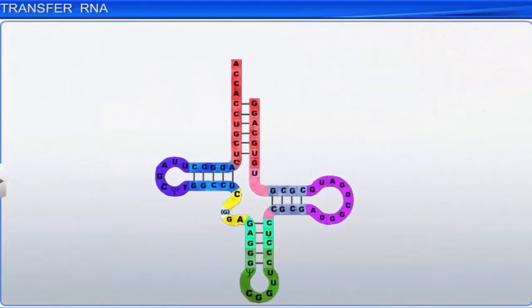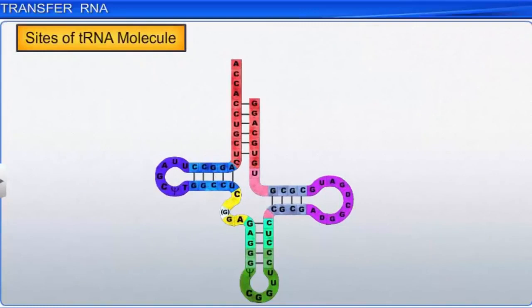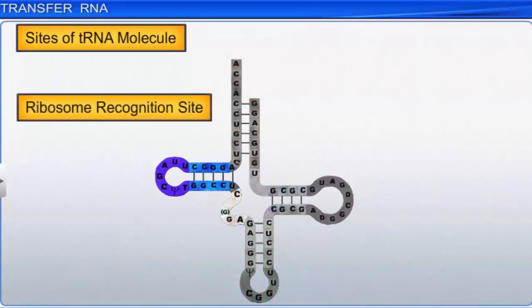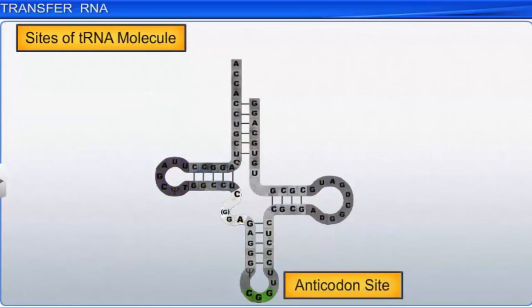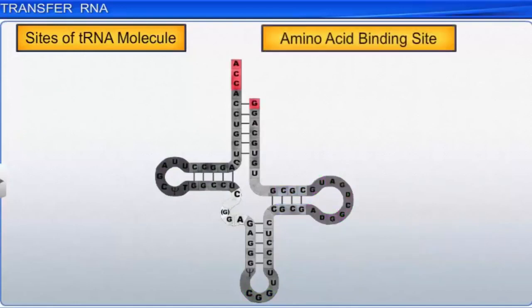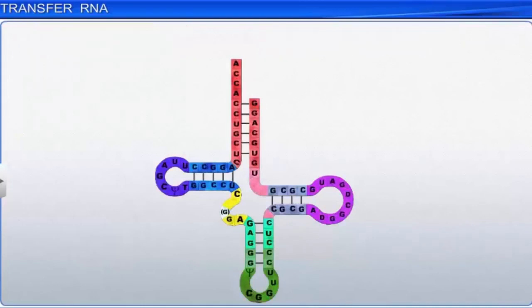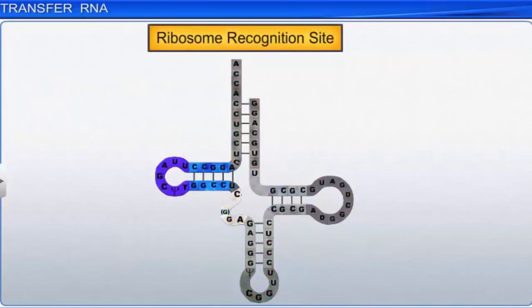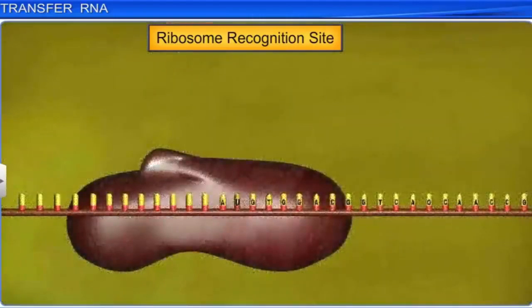Regardless of its dimensions, a tRNA consists of 4 arms or sites: ribosome recognition site, anticodon site, enzyme recognition site, and amino acid binding site or carrier end. Each of the tRNA regions perform a particular function. Take the case of the ribosome recognition site, which recognizes specific ribosomes attached to the mRNA and brings amino acids to the ribosome for protein synthesis.